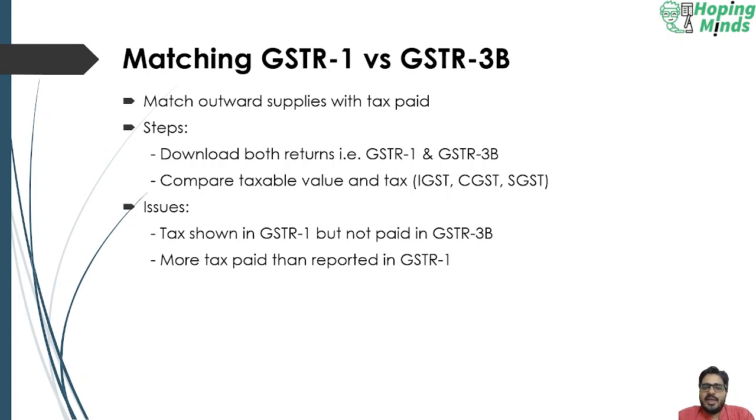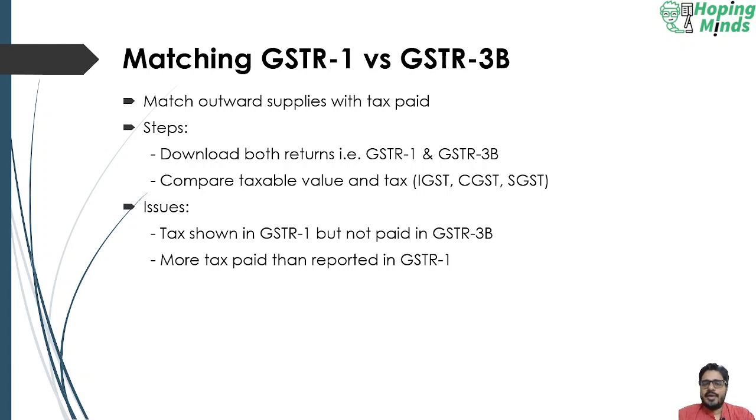So table 3.1a of GSTR-3B will be the sum total of all the outward supplies reported in GSTR-1, that is table 4, that is B2B supplies, then table 5, B2C large invoices supply, then table 7, that is B2C other supplies, then outward liabilities arising out of advance receipts and impact of any debit notes and credit notes issued during the period.